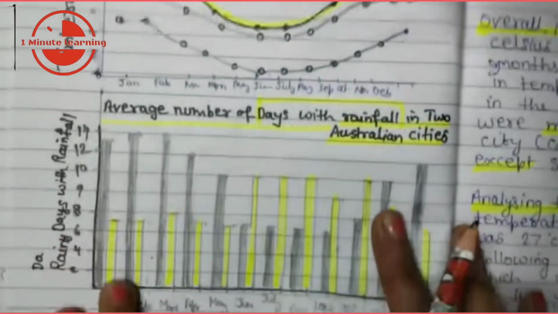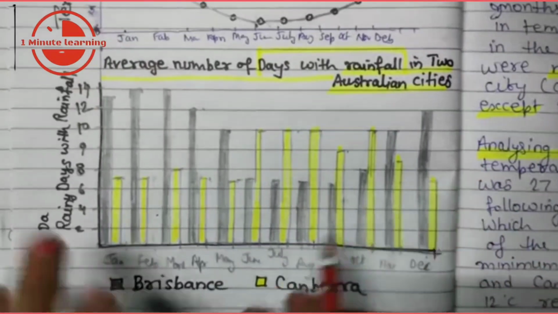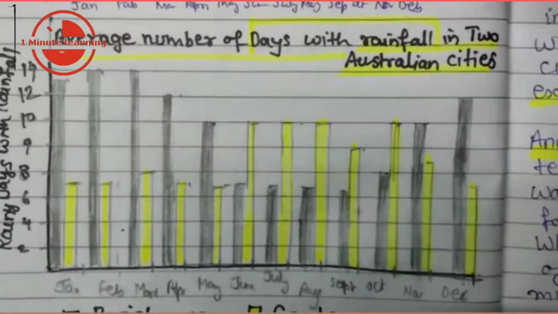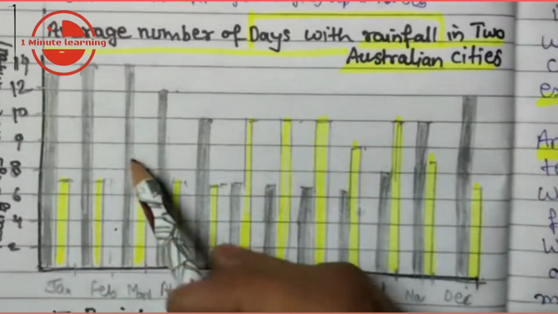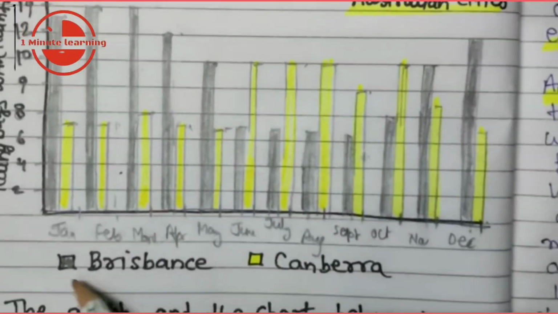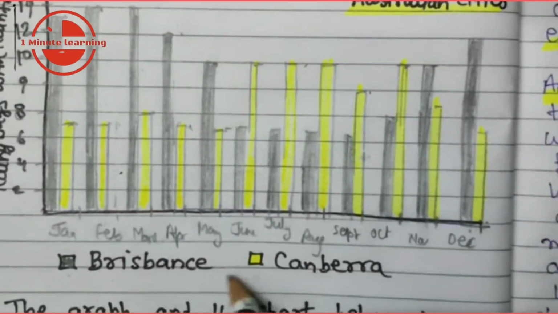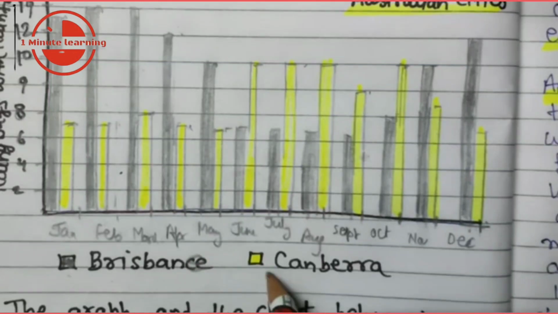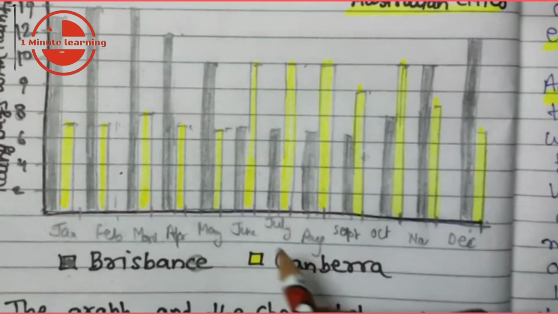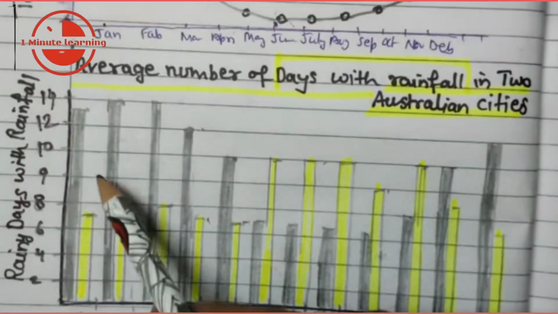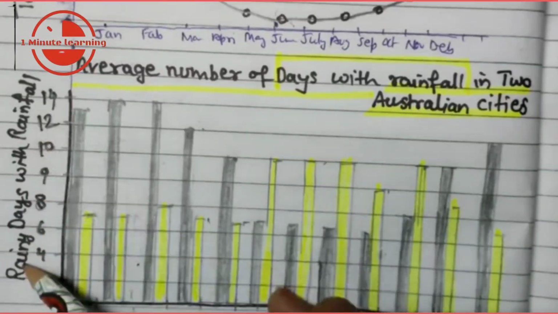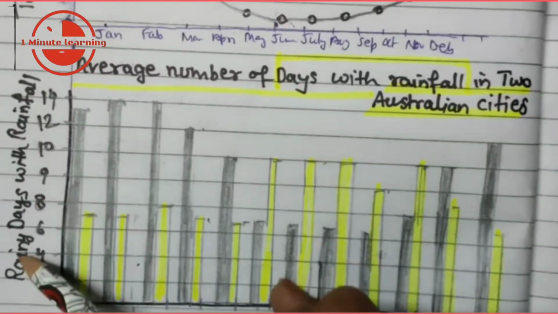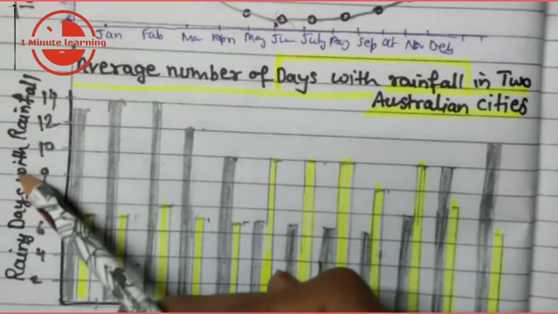And the second one is about, see, this second one is showing you, I can see the gray one is Brisbane. Okay, spelling is a mistake. And the second one is Canberra. Okay, so here I can see the pattern. See this, the data is calibrated in days with rainfall.